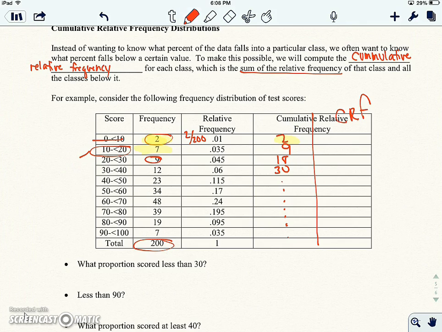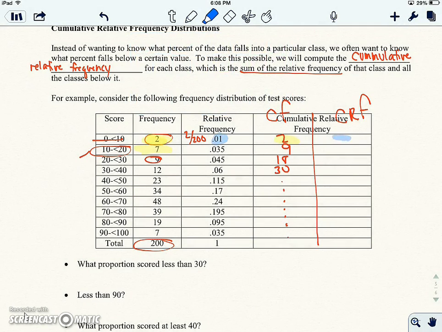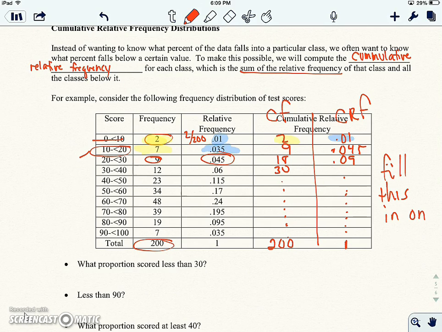Then the cumulative relative frequency, okay, instead of just the cumulative frequency, we do the same thing but with the percents. So we have 1%, and then we have 1% plus 0.035, so 0.045, plus another 0.045, and we have 0.09, and that would go all the way up to total 100%, and this should add up to all 200. So I'm going to ask you guys to fill this in on your own.